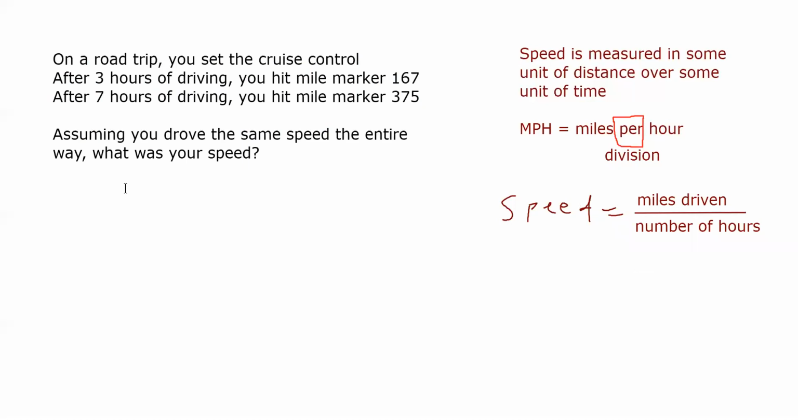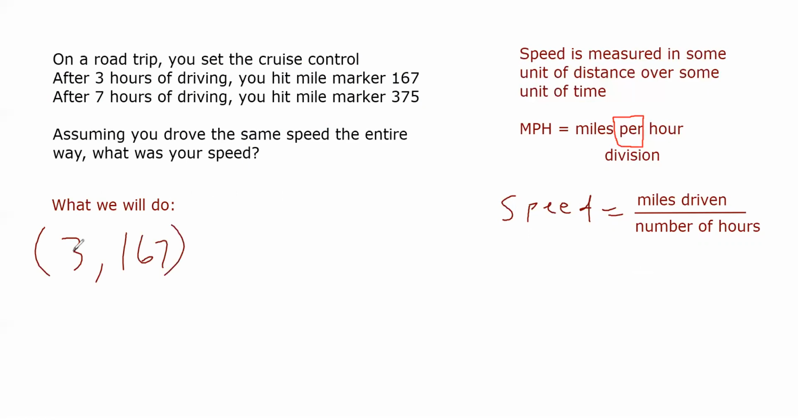Here's what we will do. We're going to write our two pieces of information here concerning number of hours driven and mile markers. We're going to write them as 2 points. We're going to write them as the points 3, 167.